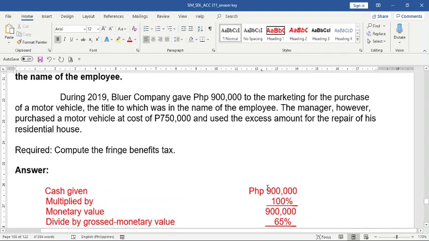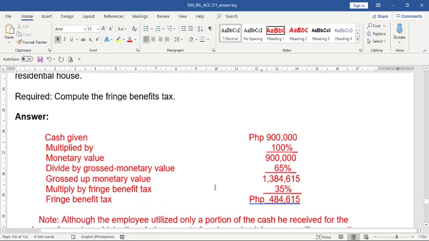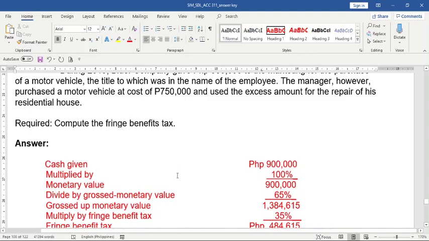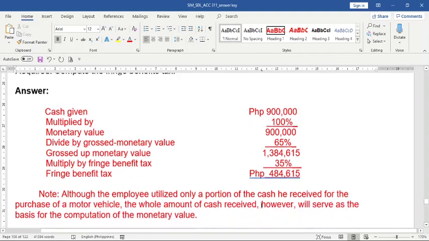Since cash was given, we take the whole 900,000, because the excess was still used for the residential lot. So, your monetary value is 900,000. Divide by the gross up monetary value factor. Whatever the employee received should already be net of the fringe benefit tax, because the one who shoulders the fringe benefit tax is the employer. On the part of the employer, you compute the fringe benefit tax. So we divide by the gross up monetary value factor to get the fringe benefit tax.